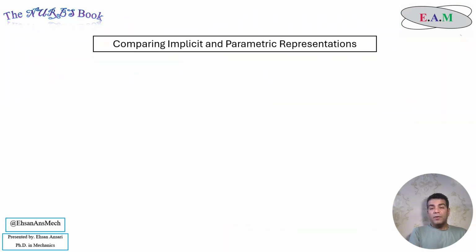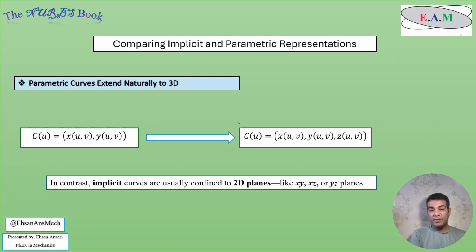We've seen how both implicit and parametric representations can describe curves and surfaces, but is one always better than the other? Not necessarily. In geometric modeling, we often use both approaches because each has its own advantages and limitations depending on the task or application. So let's break it down.